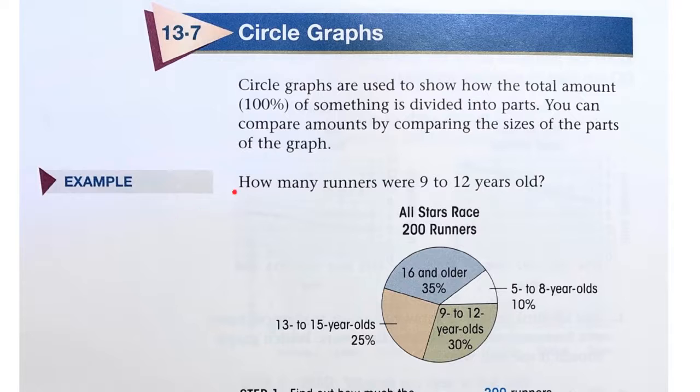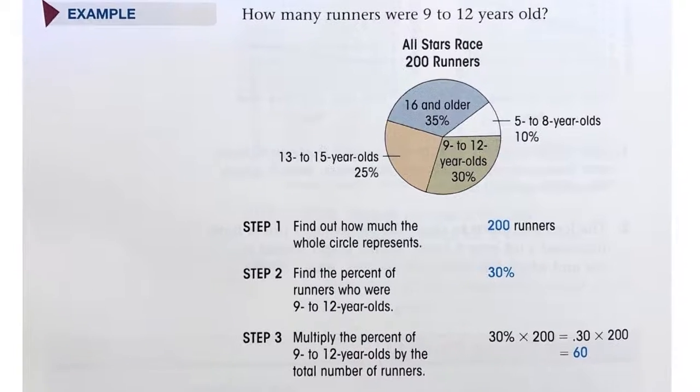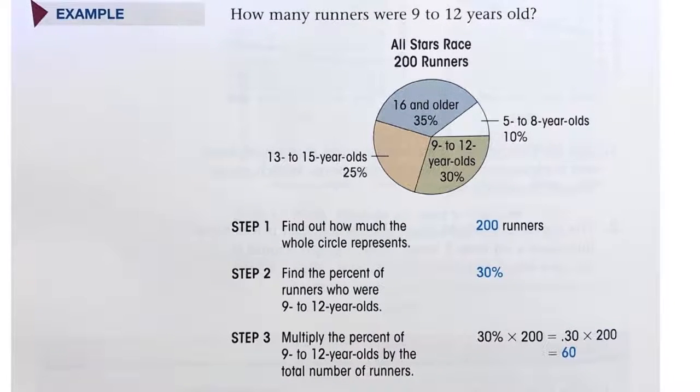For example, how many runners were 9 to 12 years old? So we have an all-star race of 200 runners. So we have a total amount being 200 runners. And then we have categories. We've got 16 and older, 5 to 8, 9 to 12, 13 to 15. And so each piece of the circle represents an age group.